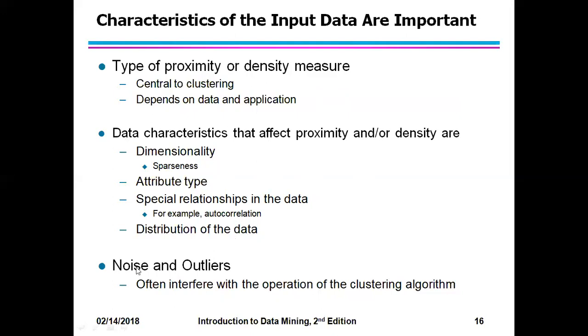Then there is one more which affects the data, and that is called noise and outliers. Noise is something which can disturb your respective clustering. That's the region which is lying outside the cluster region. So these are all characteristics of input data.